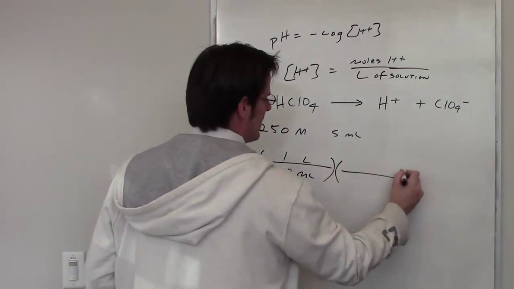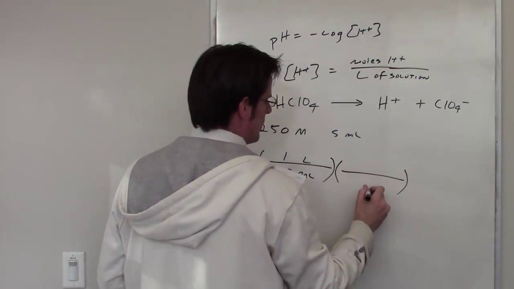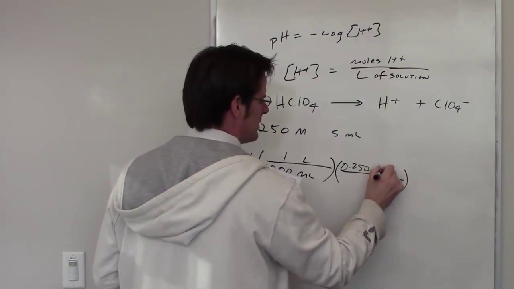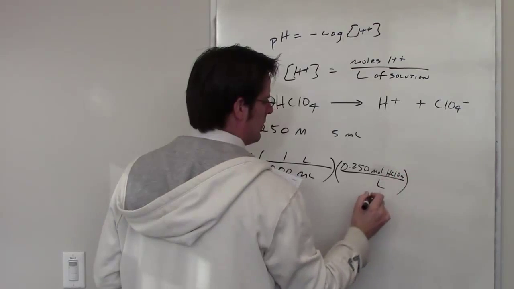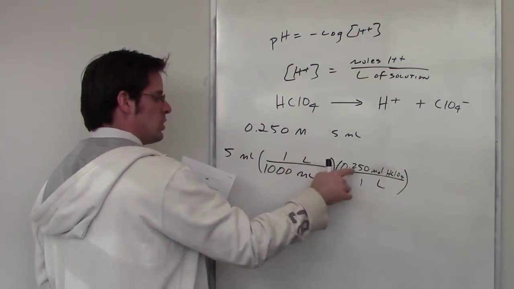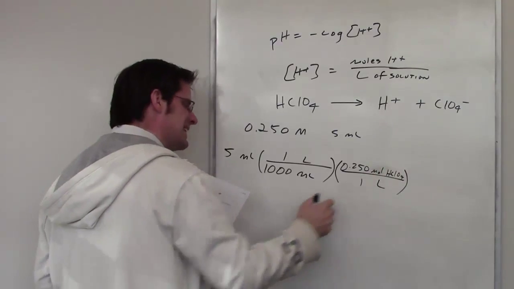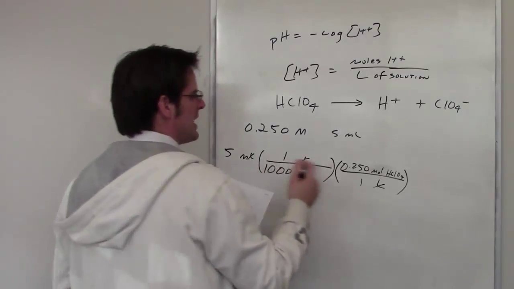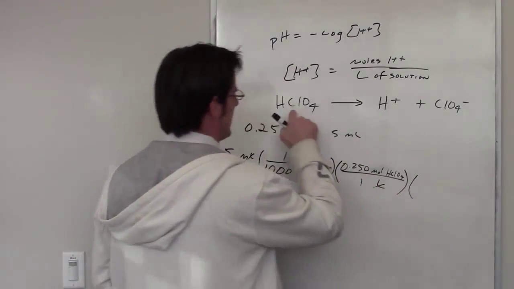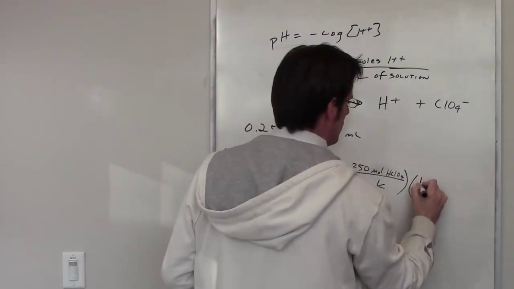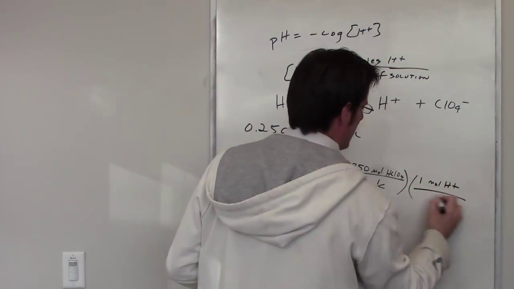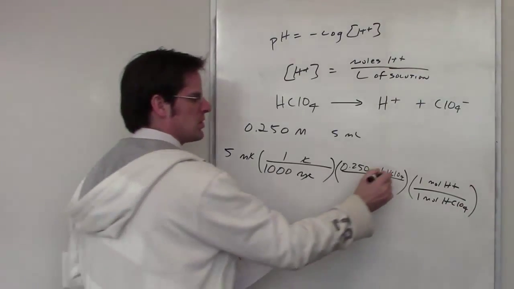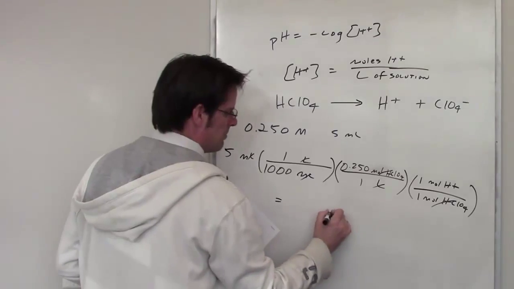Now what? Well, I want to get to moles of H+, so I'll go ahead and write down liters in the denominator and 0.250 moles of HClO4. In this solution, I've got 0.250 moles of HClO4 in 1 liter of this solution. The liters cancel each other out, the milliliters cancel each other out. How does that get me to moles of H+? Well, if you look at the stoichiometry of this reaction, there's 1 mole of H+ for every 1 mole of HClO4. Does that make sense? So moles of HClO4 cancel each other out, and that leaves me with moles of H+.